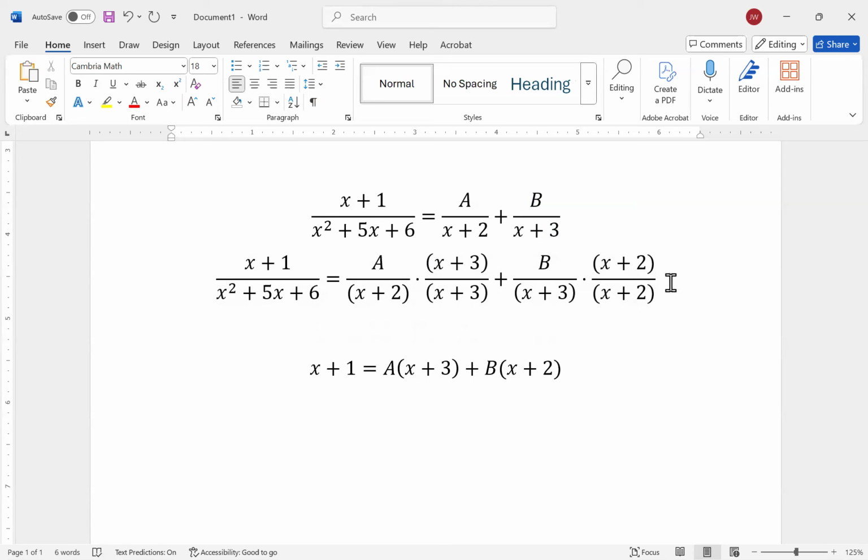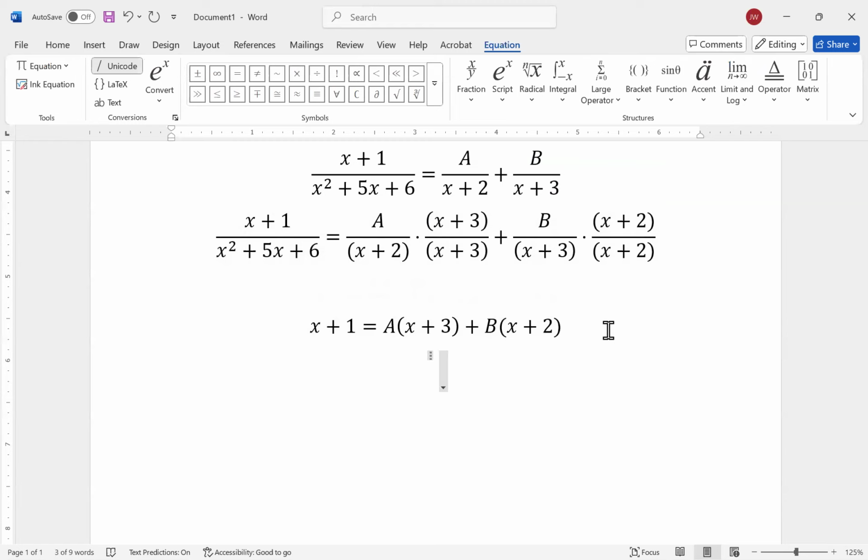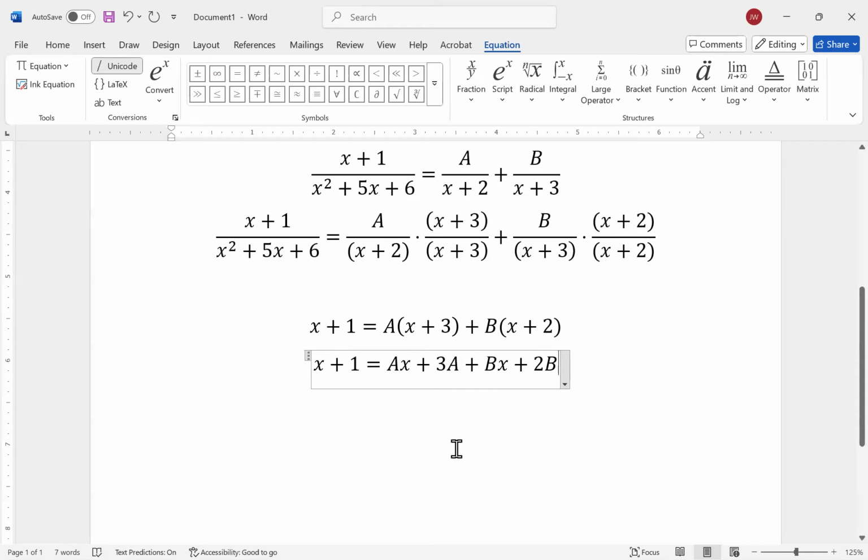And this may not look like a lot, but it turns out this allows me to find the a and the b, because this is one equation and it actually can be rewritten as two equations. I'll show you how that works. Let's distribute the A and distribute the B. And normally how we rewrite it is this.